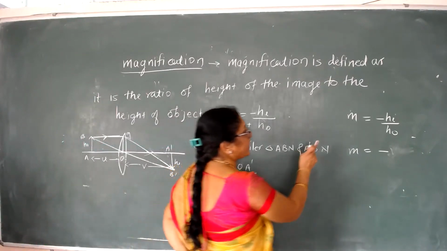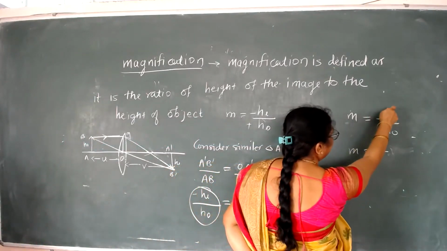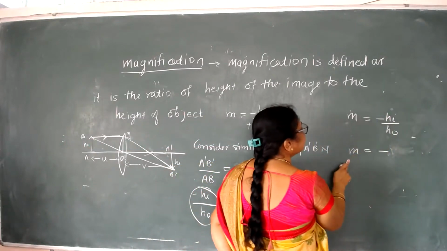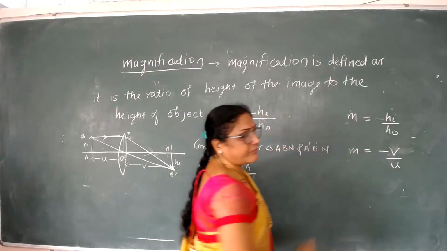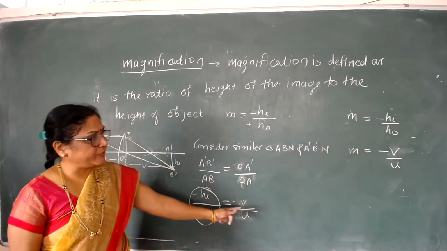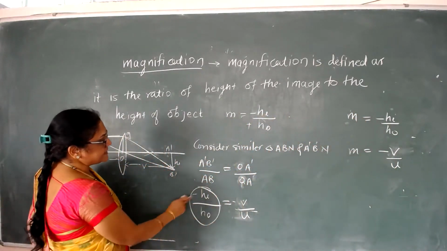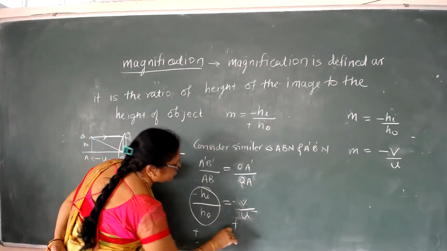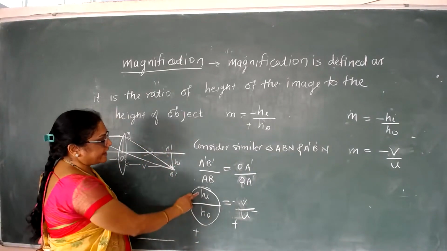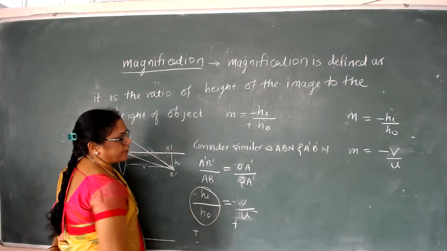So there are two formulas. Magnification is equal to minus hi by ho, otherwise magnification is equal to minus V divided by U. We use both formulas. So minus hi by ho is equal to minus V by U. Both minus signs cancel to plus, so hi by ho is equal to V by U.